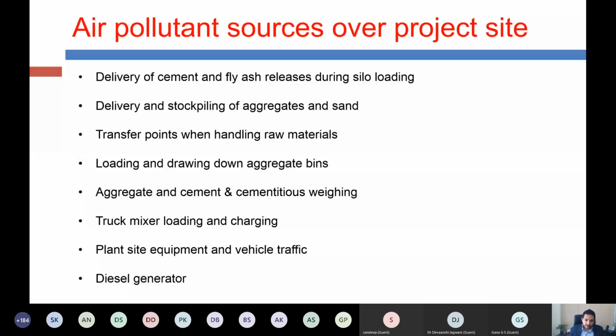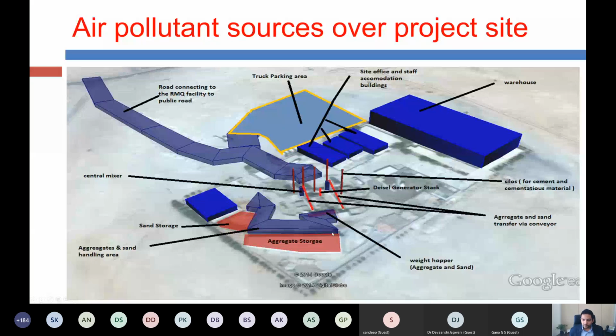So what we did is, this is an aerial image of the facility, and we have marked all the sources. These are the two lines that were there, where we can see this is the central mixture, and this is the aggregate and sand transfer conveyors. This is the storage area that we have seen, which is covered on three sides. This is the handling area, the sand storage area, and these are the paths followed by the loader on the site to take the sand from the sand storage area to the weighing hopper.